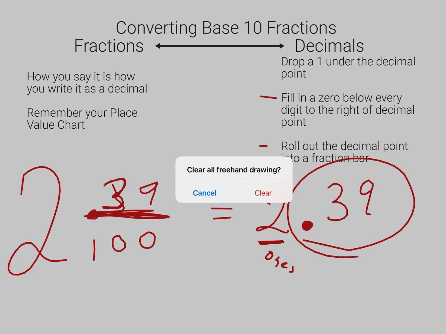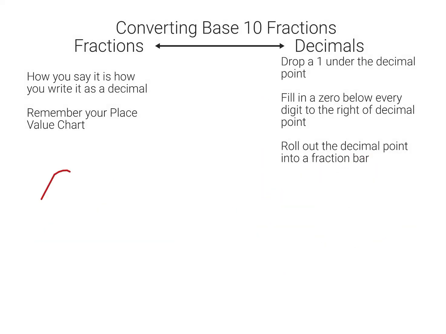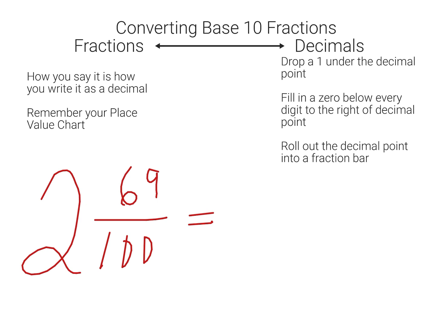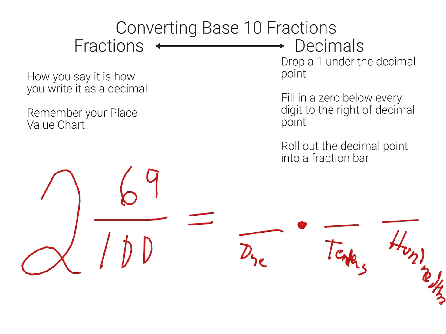Same thing if I was going to be going in the opposite direction. Now I'm doing a fraction, 2 wholes and 69 hundredths. I have my place value chart. These are my ones, my tenths, and hundredths. I have 2 wholes and 69 hundredths. I'm going to write the fraction part first. My hundredths, 69 hundredths, and then my 2 wholes are my 2 ones.